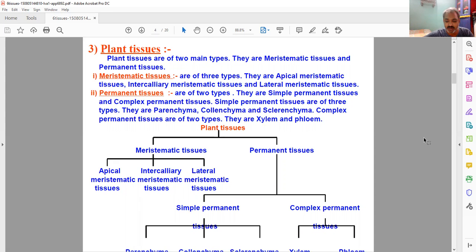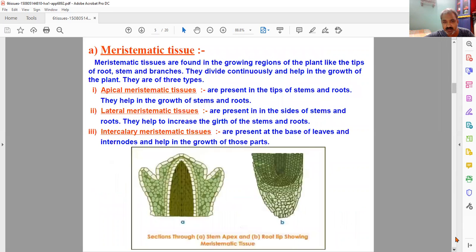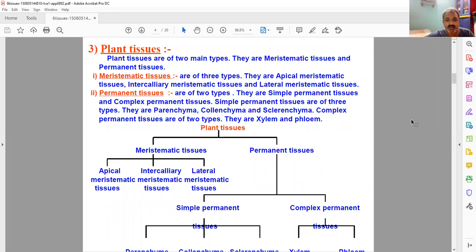Hmm. Now we move to next slide. Just wait. Okay, so we can see in another slide.